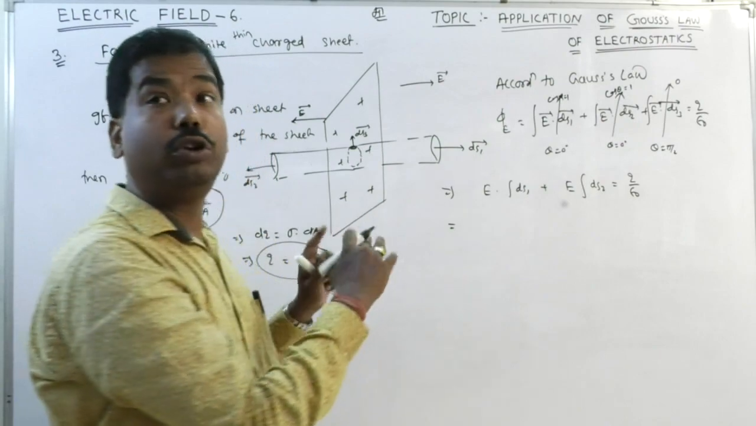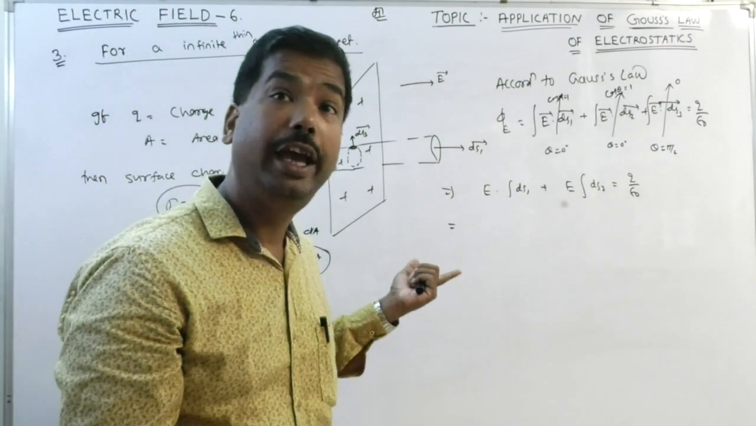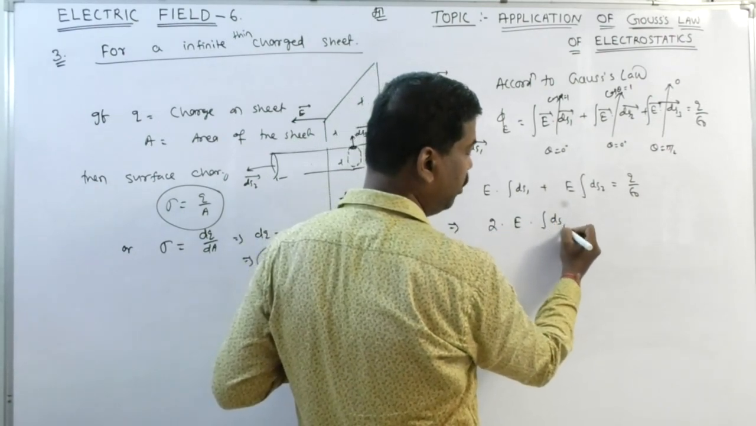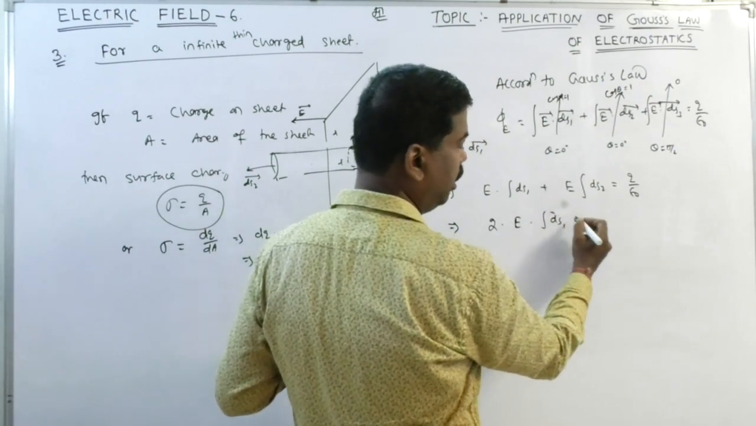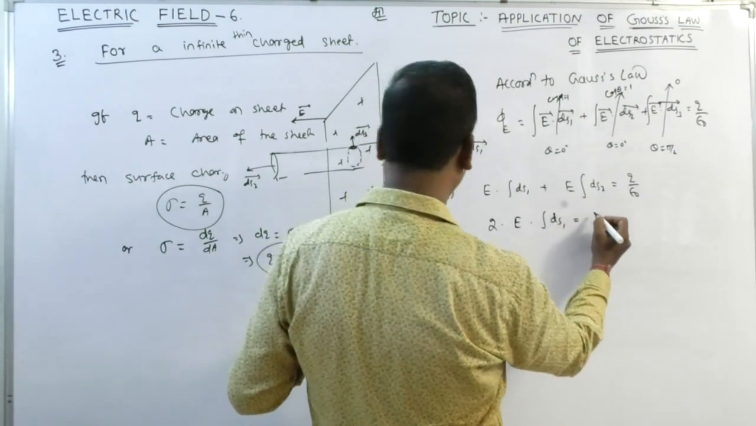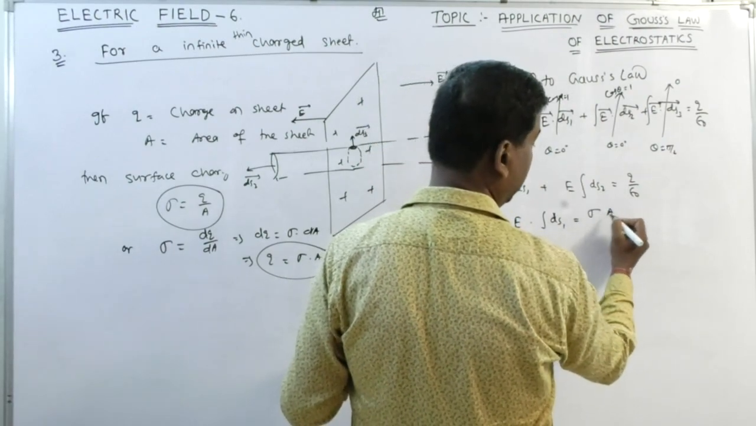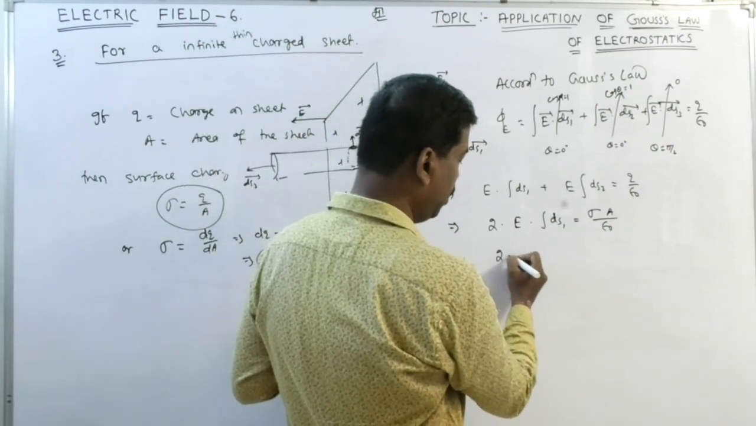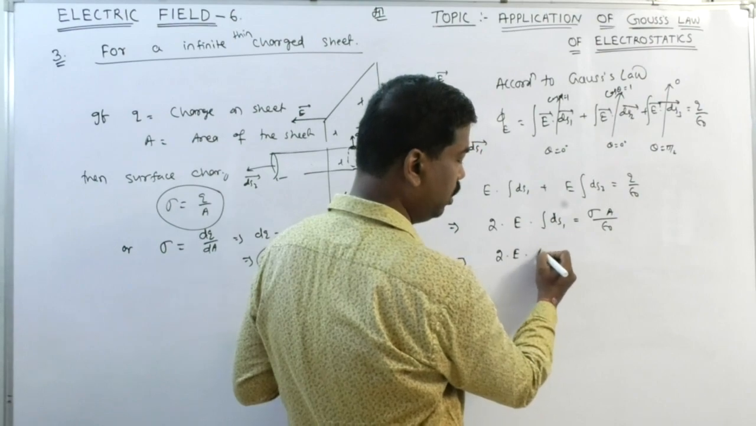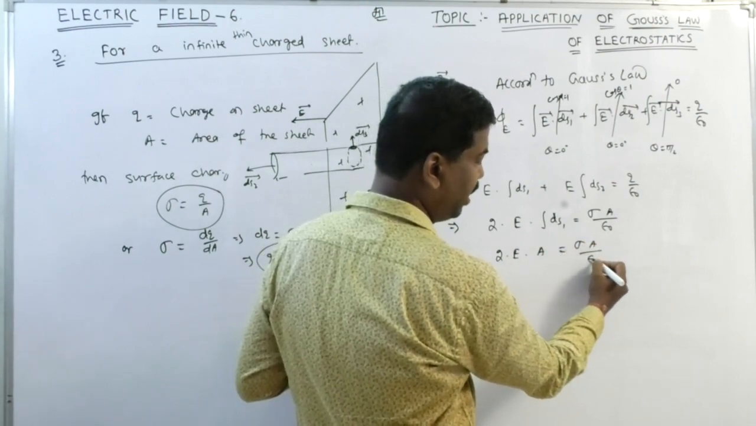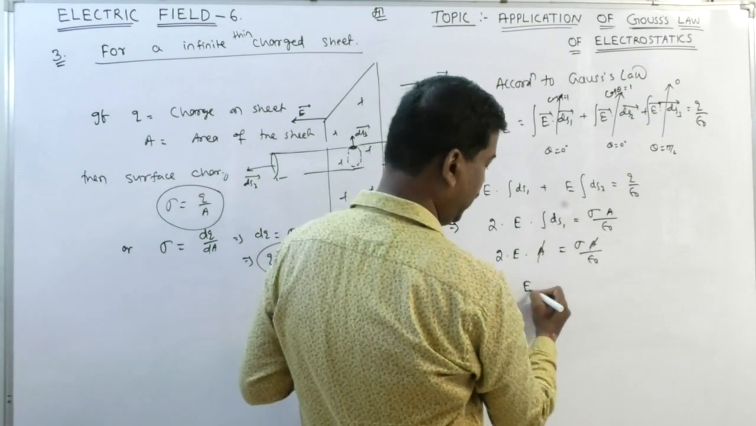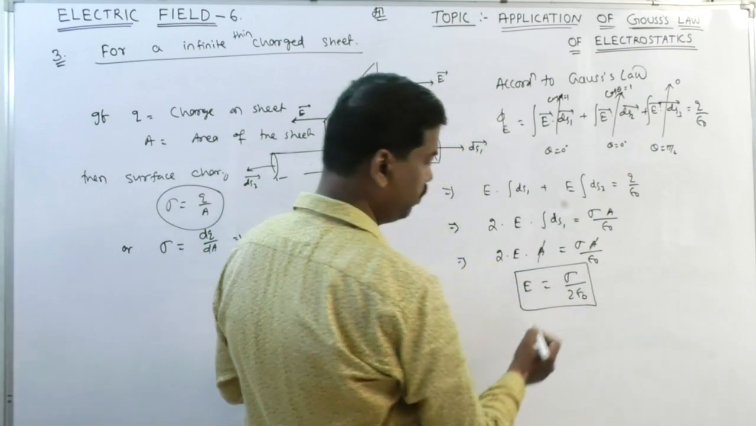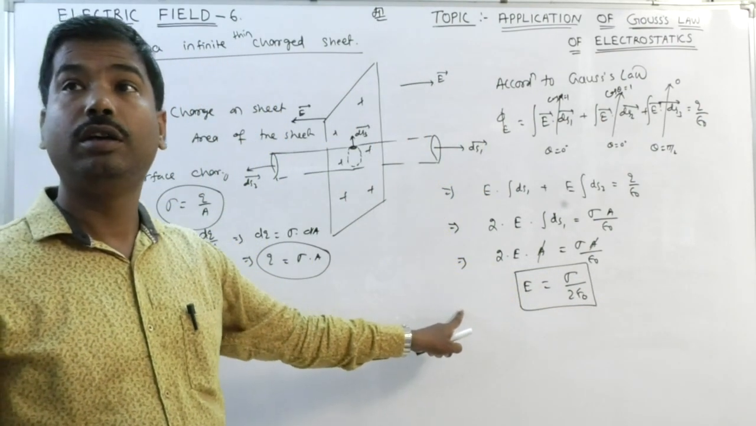Both sides of the charge sheet have the same area. So I can write 2 into E into ds1 is equal to, instead of q, I can use sigma A by epsilon 0, or 2 into A into E is equal to sigma A by epsilon 0. So A cancels out. So E is equal to sigma by 2 epsilon 0. Clear?